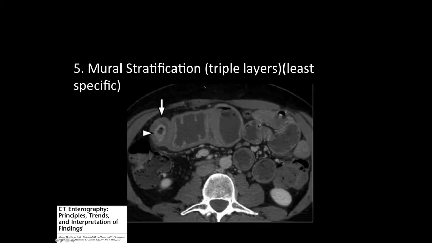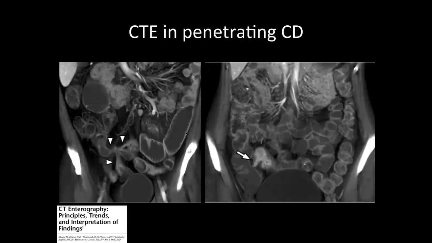Something called mural stratification, when you see multiple layers in the wall of the small bowel. So you have a mucosal hyperenhancement, hypodense rim, and then isodense rim. This is called mural stratification. This is another sign of Crohn's in CTE.